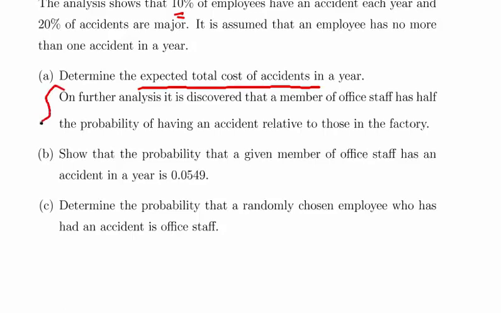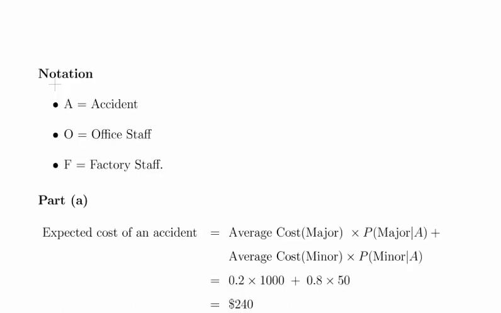So this actually follows the rest of it. There is related to question B. So the first question is determine the expected total cost of accidents in a year. So for the rest of it, we'd sort of like question parts B and C. On further analysis, it is discovered that a member of office staff has half the probability of having an accident relative to those in the factory. So that's information we'll use in part B. Okay, I'll tell you what, we'll actually just go up to part A because it's quite a long one and we'll come back to part B.